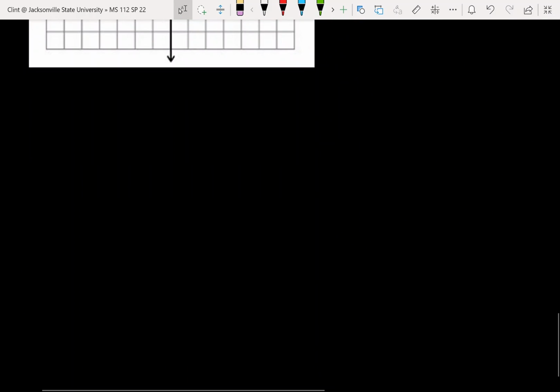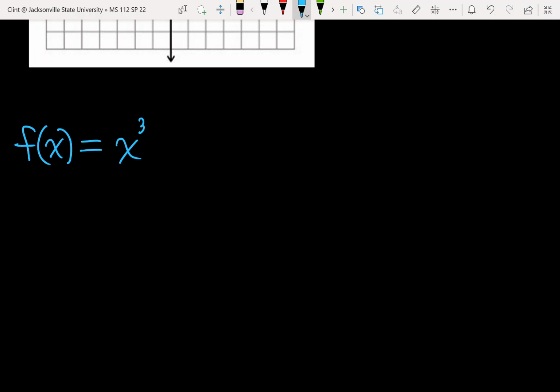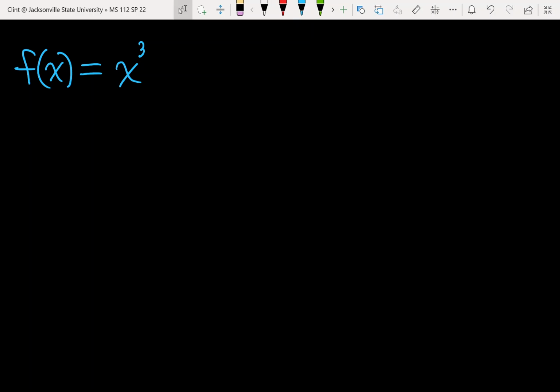What if we have the other situation? What if we have x raised to an odd power? What's that going to change? Let's figure out some points on the graph, and then we'll try it.